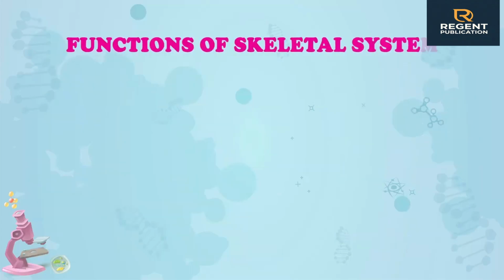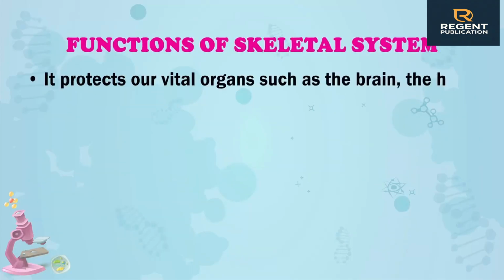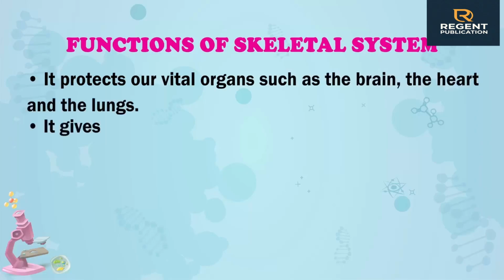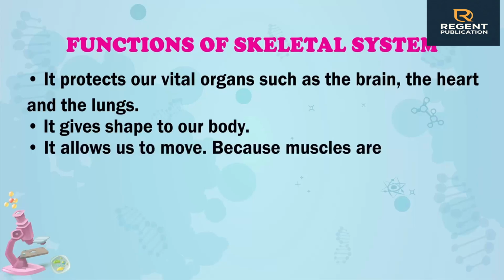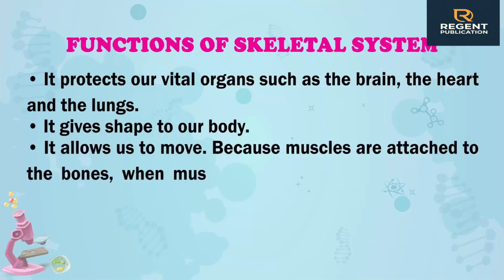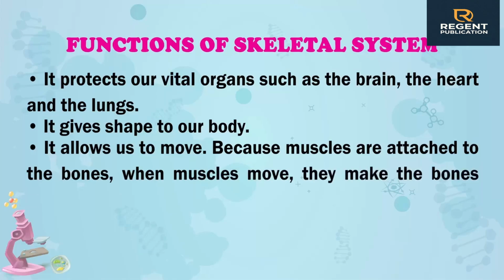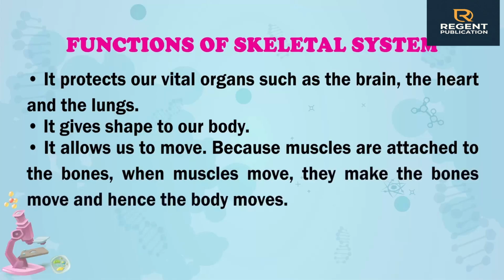Functions of skeletal system. It protects our vital organs such as the brain, the heart, and the lungs. It gives shape to our body. It allows us to move because muscles are attached to the bones. When muscles move, they make the bones move, and hence the body moves.